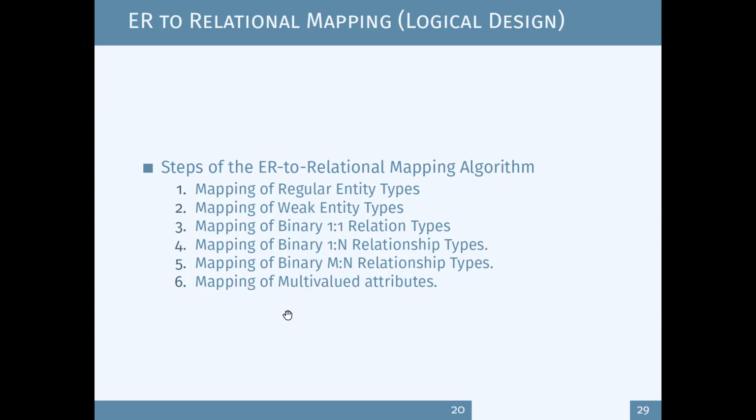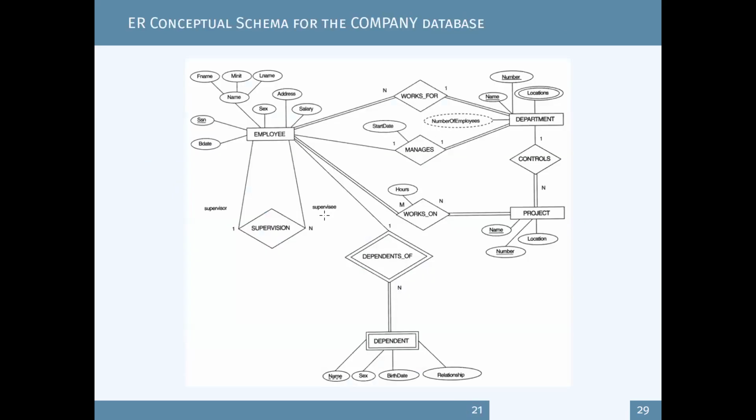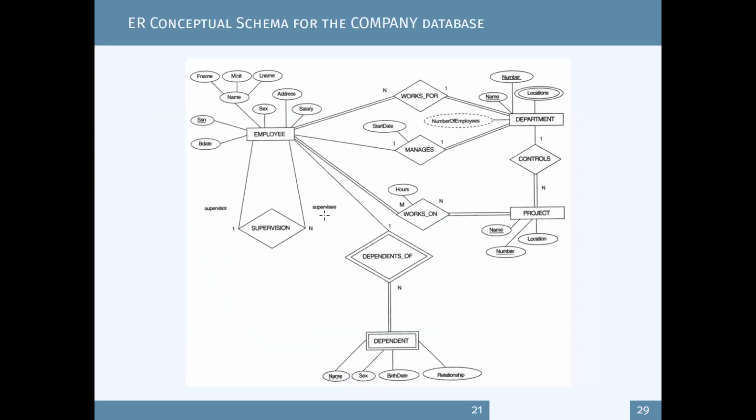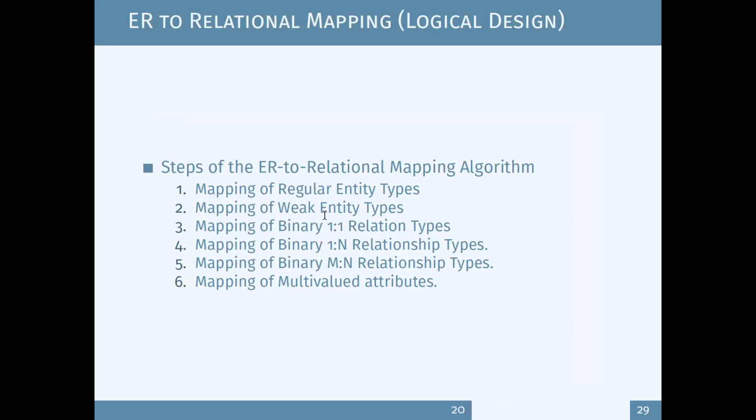So there will be a process that we have to follow, right? So here are the steps. I'm going to explain 6 steps, how you can convert ER into a relational diagram. That means conceptual diagram to logical diagram, okay? So first, we are going to map regular entity types.